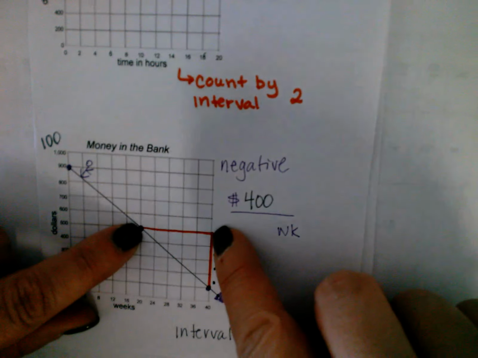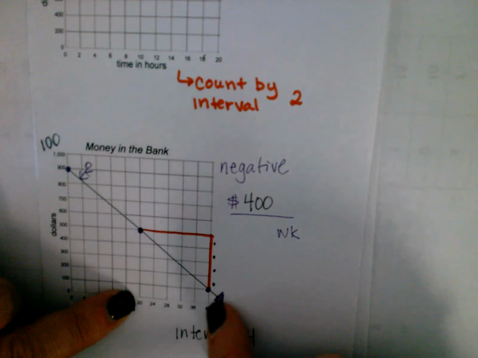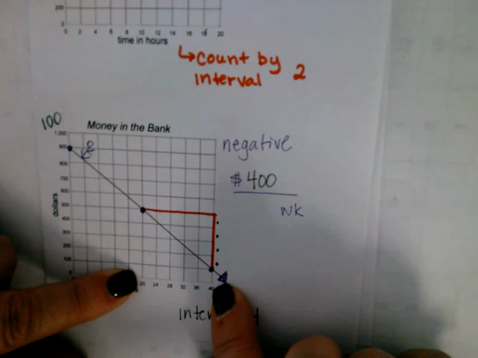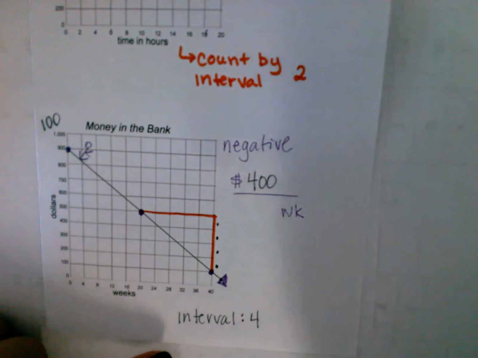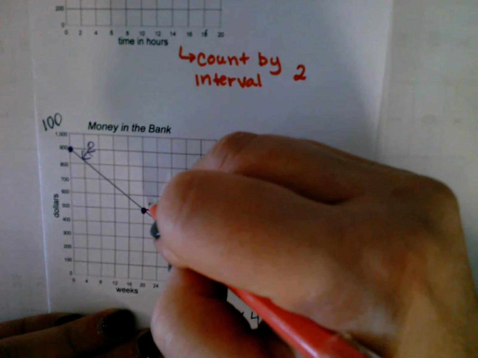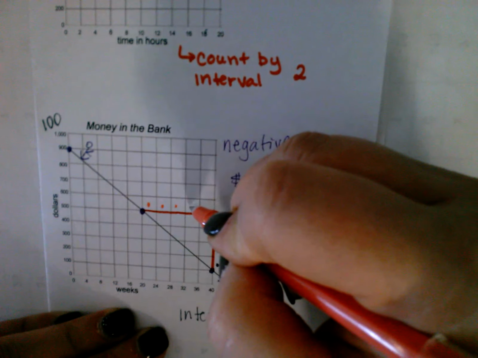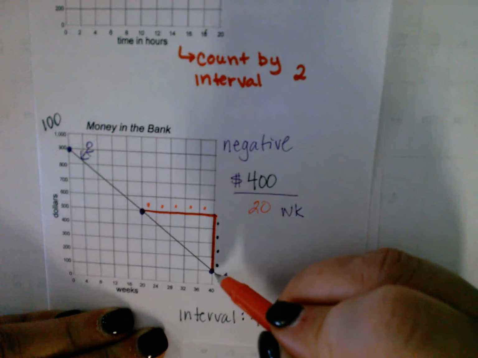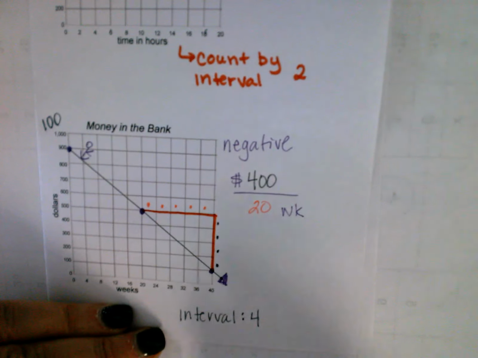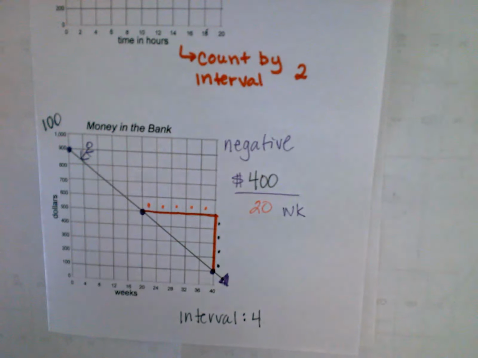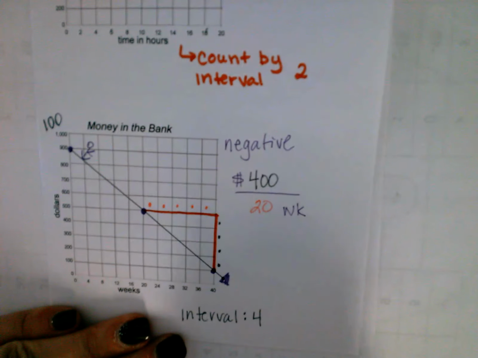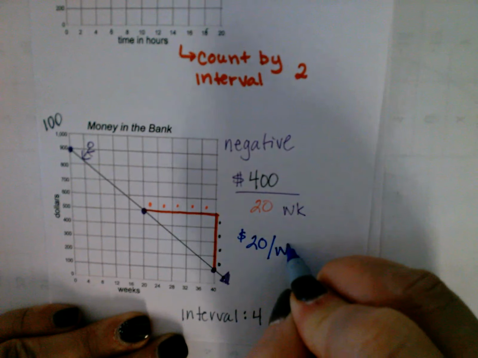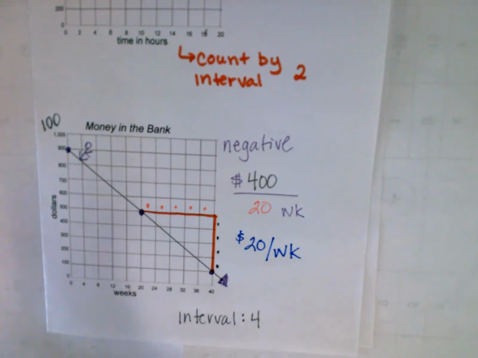Now I'm going to look at how wide it is. They went from 20 weeks to 40 weeks. My mind tells me the difference between 20 and 40 is 20. Or we can simply count. We have an interval of 4. So 4, 8, 12, 16, 20. So we have $400 change in 20 weeks. Bring that back to a unit rate, top divided by bottom, it would be $20 per week. But I'm not going to put a box around my final answer.